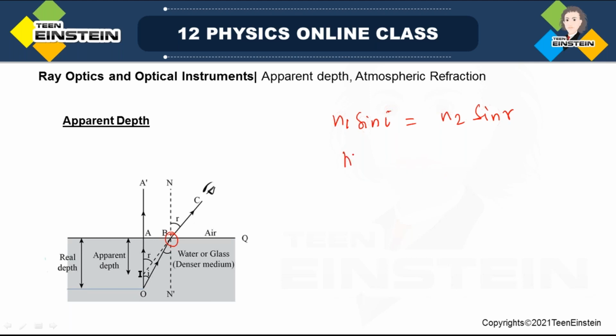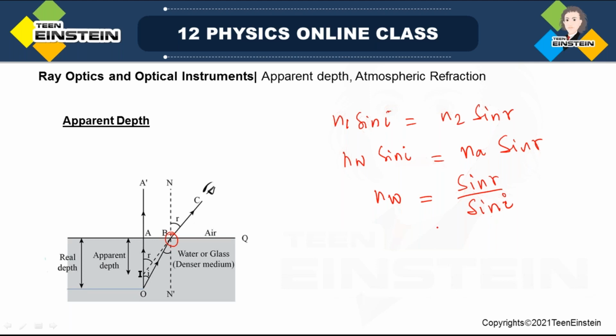So what is N1? Here in this case, N1 is Nw, or the refractive index of the water. Sine I is equal to N air sine R. Okay, so if I write Nw, that is the refractive index of the water. Suppose this is actually the refractive index of the air. Refractive index of the air, so that actually is taken as 1. So I can write sine R by sine I. Okay, I can write like this.